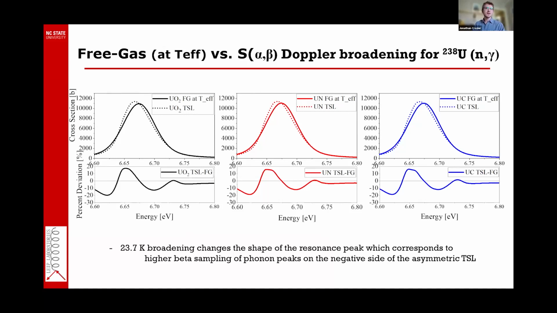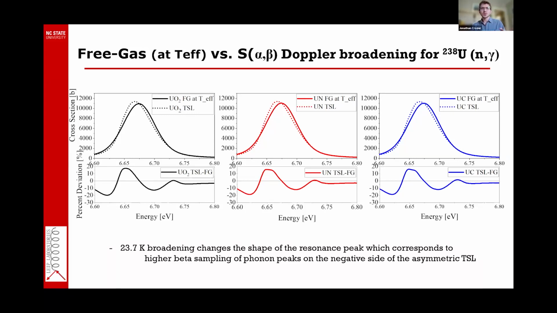And so here you can see what the resonance shapes look like for UO2, UN, and UC. The comparison is being made between the free gas broadened cross sections at the effective temperature versus what the distribution would look like Doppler broadening with the thermal scattering law. And below each figure, I also show the percent deviations.